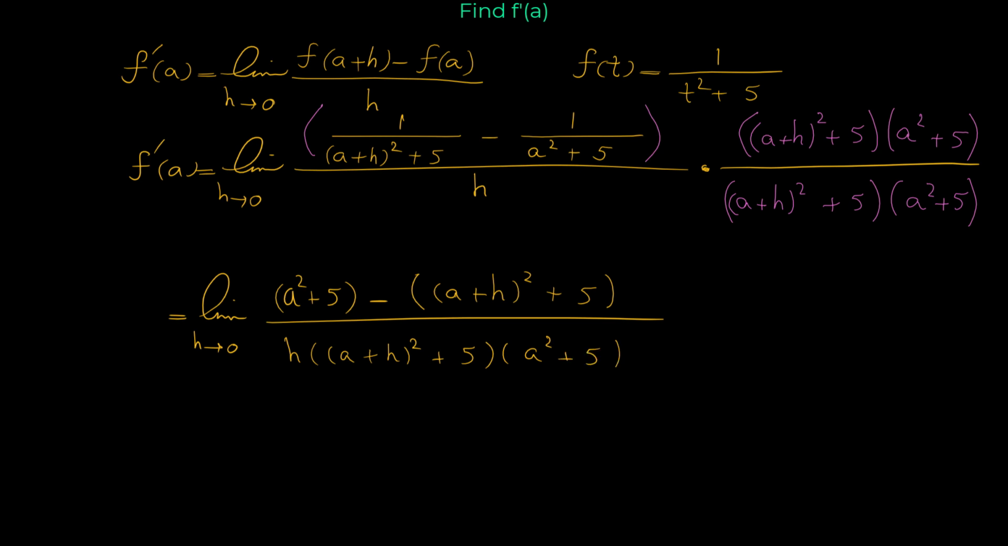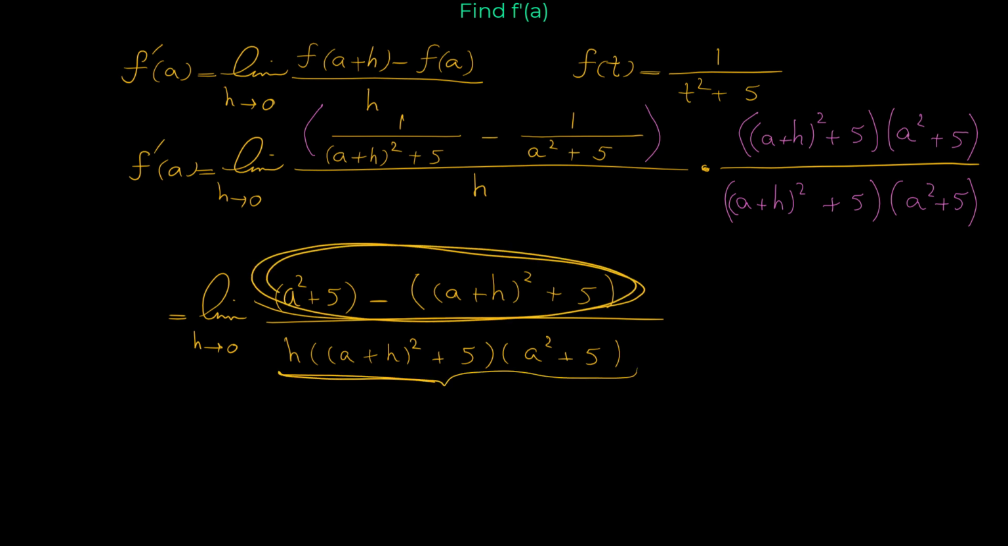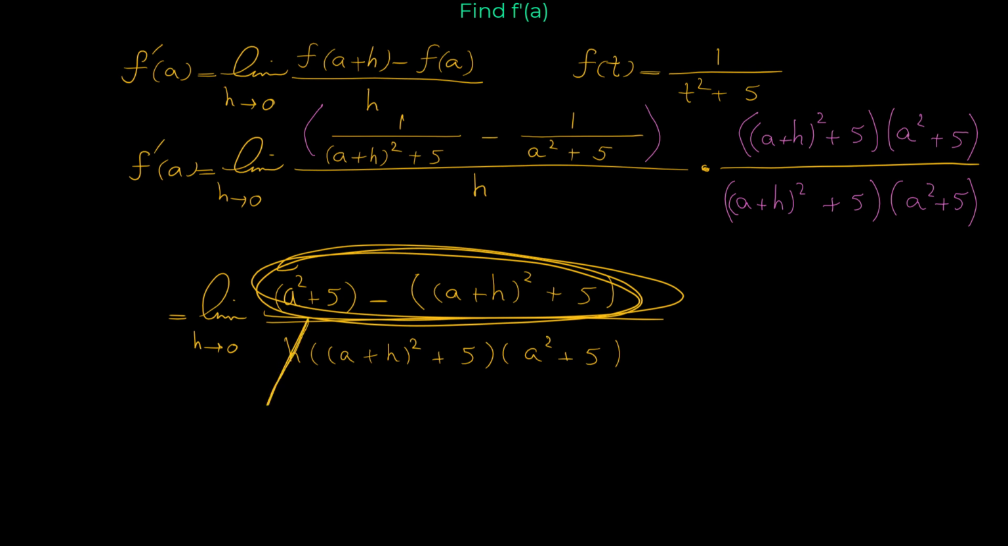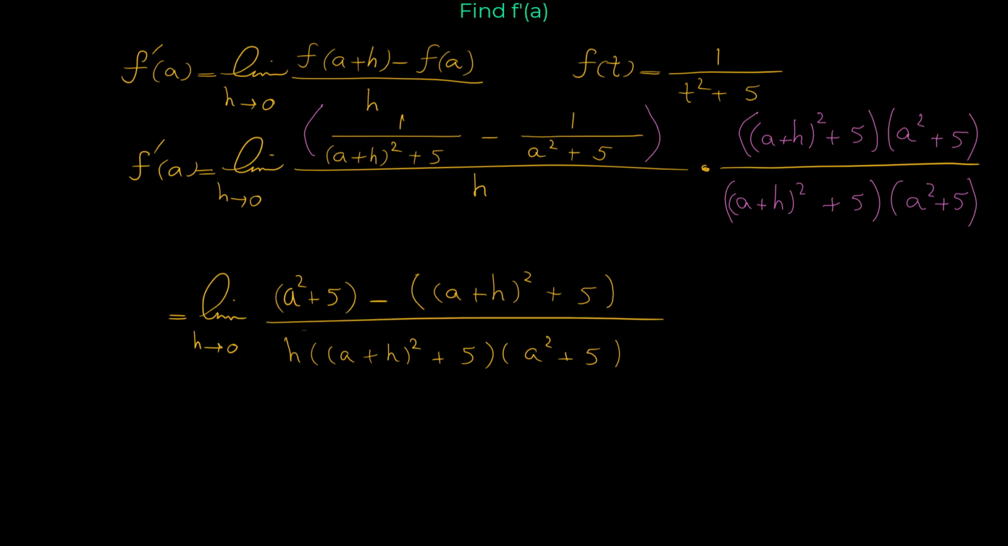Now we have to simplify this numerator. Do not touch this. Never try to, for example, multiply these two brackets. No, leave it in the factor form. The part that you have to simplify is the numerator, because we are looking for something with h here to cancel it with this h from the denominator. So simplify the numerator. But if you want to simplify the numerator, first you have to expand this (a plus h) to the 2.